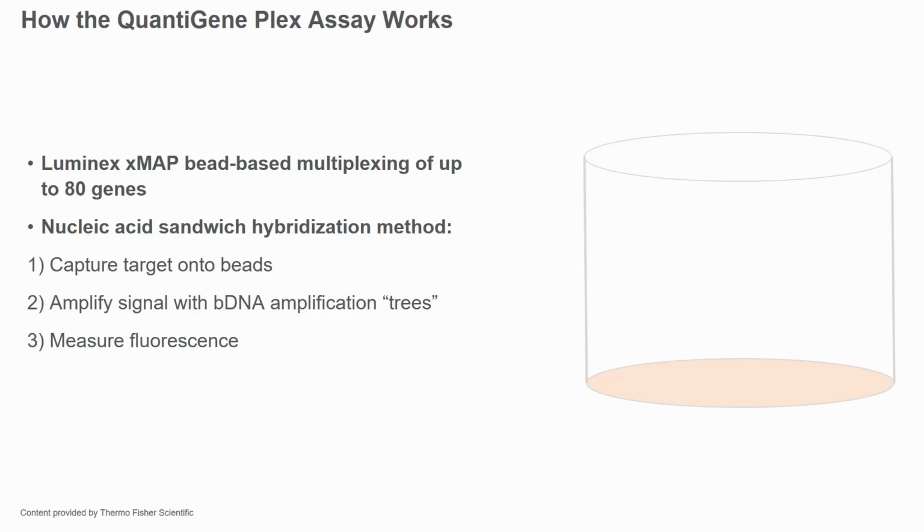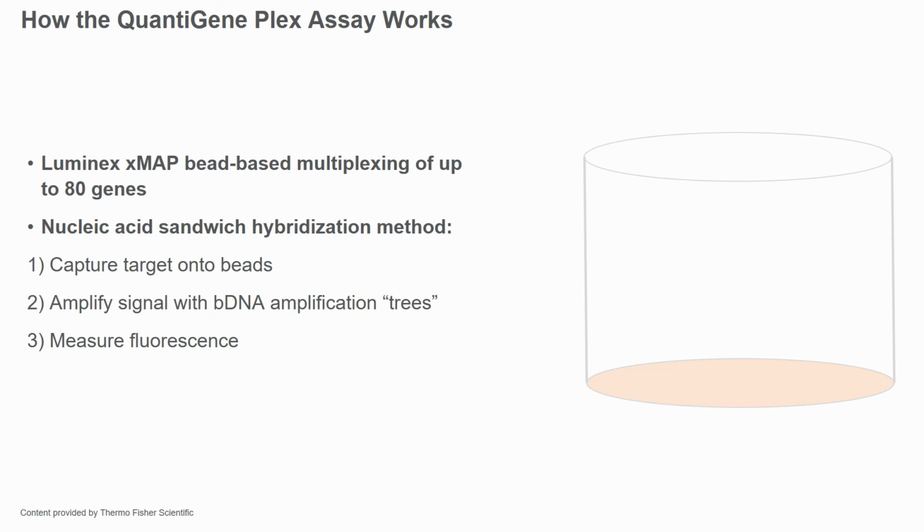And therefore we moved on to multiplexing, and we used this QuantiGene Plex assay from Thermo, which works on the xMAP technology using the Luminex platforms. So the Luminex xMAP bead-based multiplexing can go up to 80 genes. In this particular experiment we started with 40 genes.